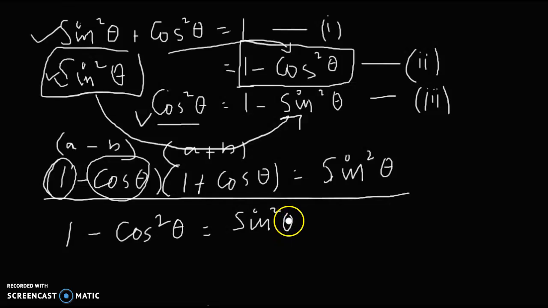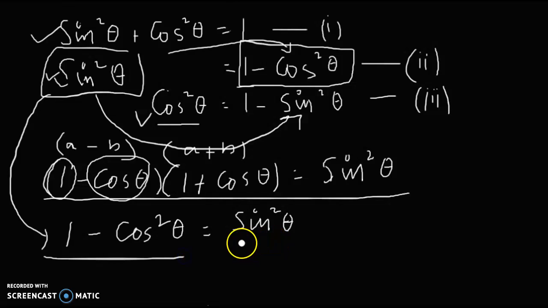But if you are given this as an example, you have to write this step: 1 minus cos square theta as per the identity. Sine square theta plus cos square theta is equal to 1. Therefore, sine square theta is equal to 1 minus cos square theta. And then you have to say 1 minus cos square theta is equal to sine square theta, which is proved.